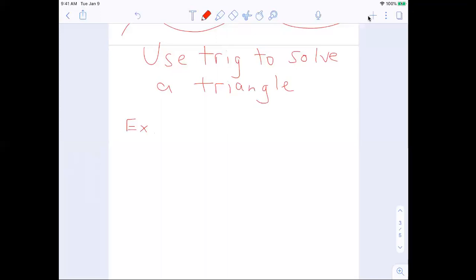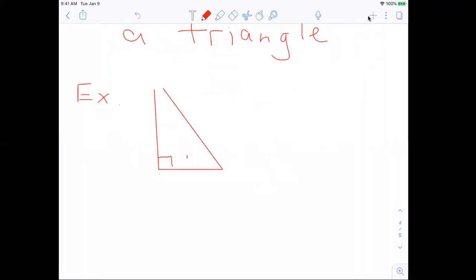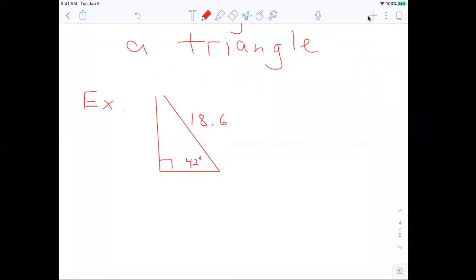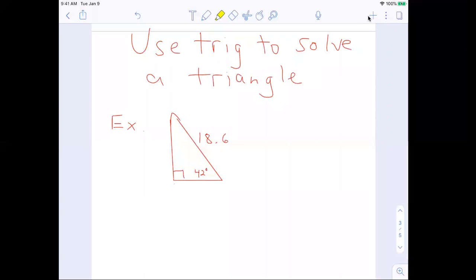let me just draw you guys a right triangle. And again, of course, these are all right triangles. So let's make this angle the right angle. And let's make this 42 degrees. And we'll make the hypotenuse 18.6, okay? Now, if we want to solve the triangle, that means we have to find this side and this side and this angle. We have to find all three of those things that are missing. So we can do them in any order, but sometimes it's easier to do one thing than the other.